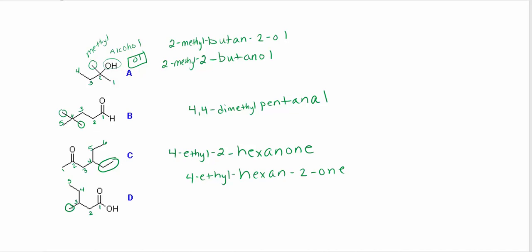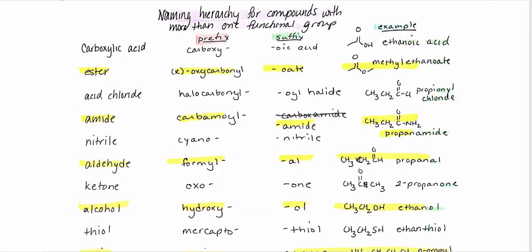For D, we have a carboxylic acid, and here we have to turn the corner with our numbering. We have to go up here so that we have a methyl group, and then we have our carboxylic acid group. Now the ending for a carboxylic acid group is oic acid. We have 5 carbons here, so this would be pentanoic acid. The carboxylic acid group is terminal, so it is at the end. Then I have to name my substituent. So it's 3-methylpentanoic acid.